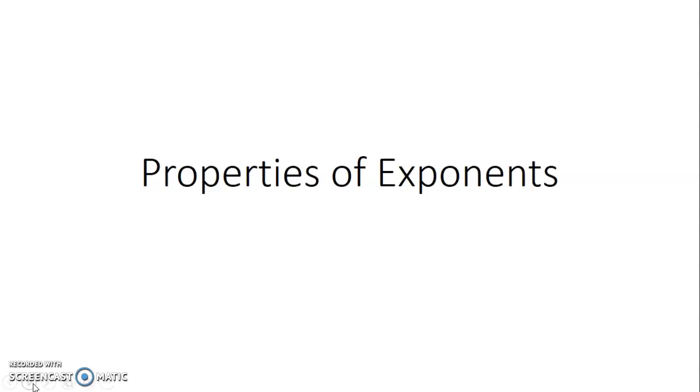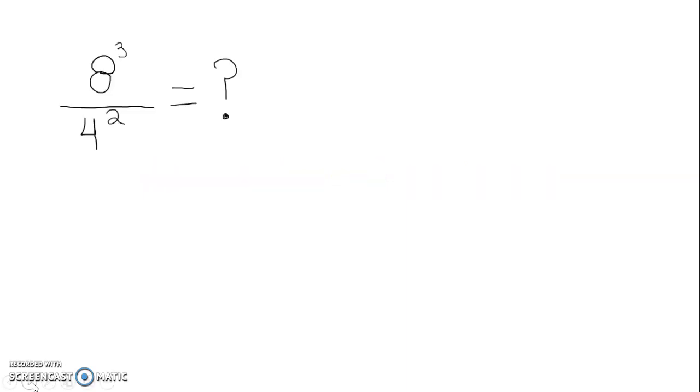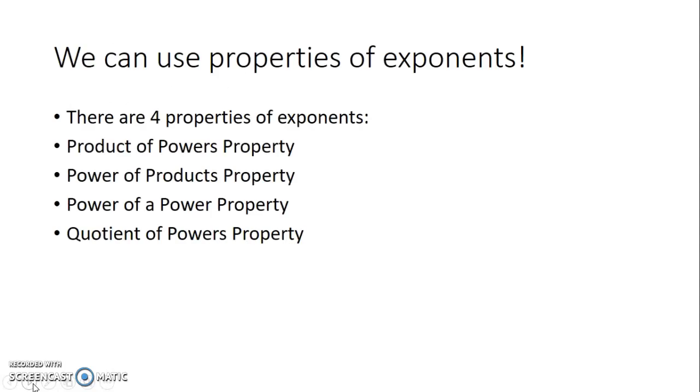Properties of exponents. Now suppose we were asked to solve the question 8 to the third power divided by 4 squared. Well, how do you solve it? To solve this question, we can use properties of exponents. There are 4 properties of exponents, and they are the product of powers property, the power of products property, the power of a power property, and the quotient of powers property. Now, these are not all the properties, but these are the 4 main properties you'll be using and the 4 main properties that we'll be discussing.